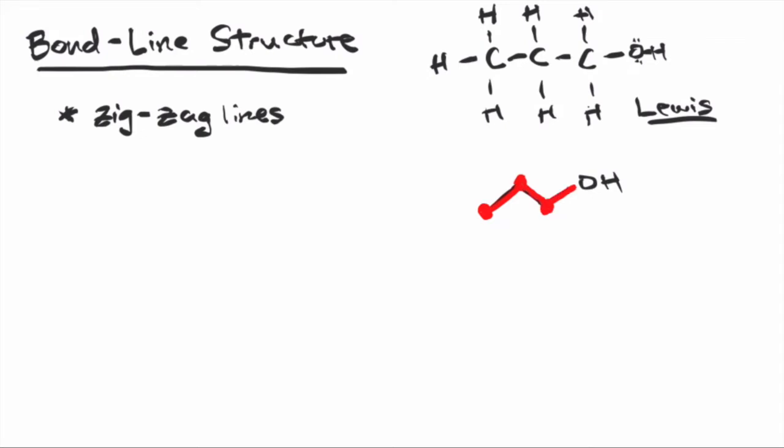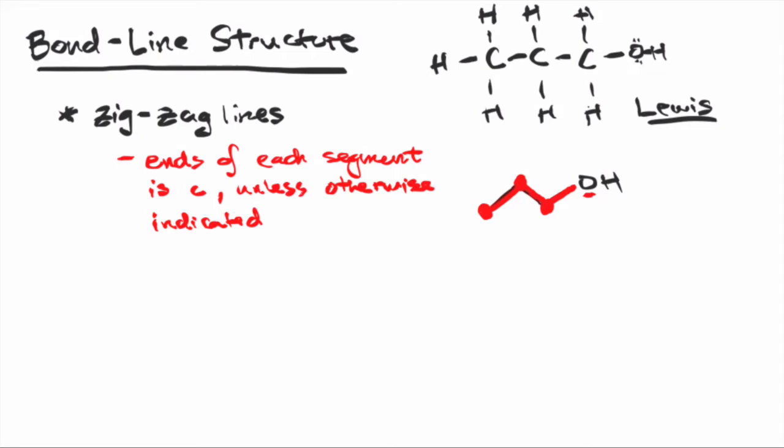However, if that line ends up connecting to an atom that is not carbon or hydrogen, then it would be indicated. And in this case, you're connected to an oxygen. So we have 3 carbons in total. So again, the ends of each line segment represent a carbon, unless otherwise indicated.